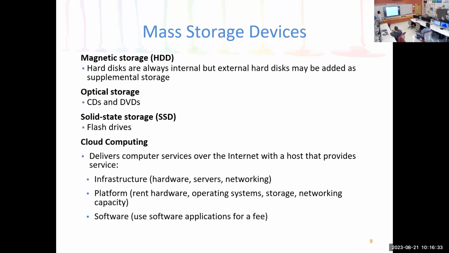And for mass storage devices, you have the HDD, which is very common. It's a magnetic storage. Nowadays you can also use a solid state drive, which works very fast with flash memory. We can also store data on optical storage, such as CD or DVD. And remember that nowadays cloud computing is very common. You can store data in the cloud and access it from anywhere, providing that you have internet access. Cloud computing breaks down into infrastructure as a service, platform as a service, and software as a service.